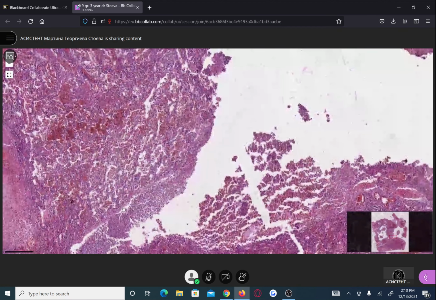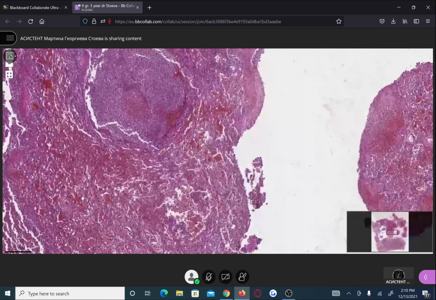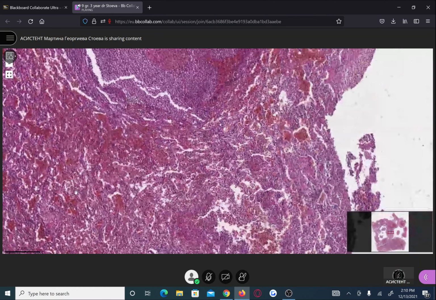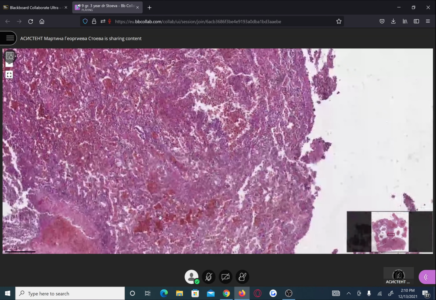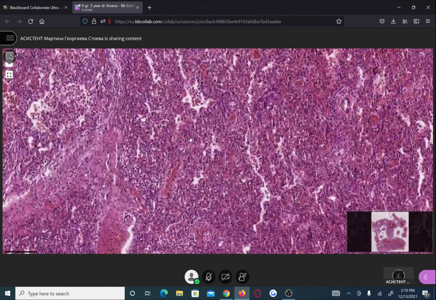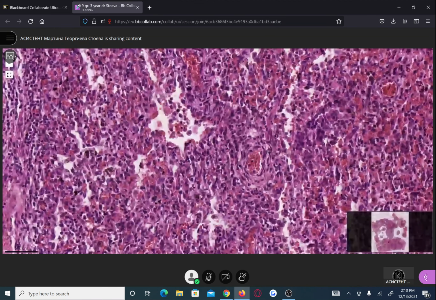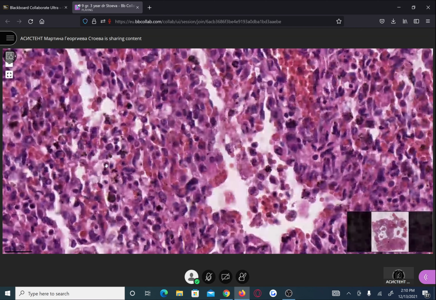The inflammation of the lung parenchyma, which histologically is visible with inflammatory cells within the alveolar spaces, within the alveoli, is known as pneumonia. So here in this slide, we have pneumonia because of the inflammatory cells in the alveolar spaces. Here we can find some neutrophils.